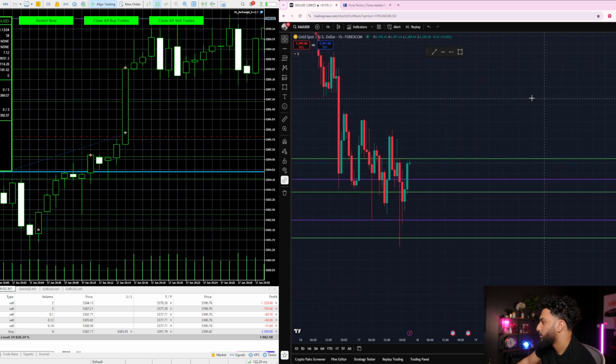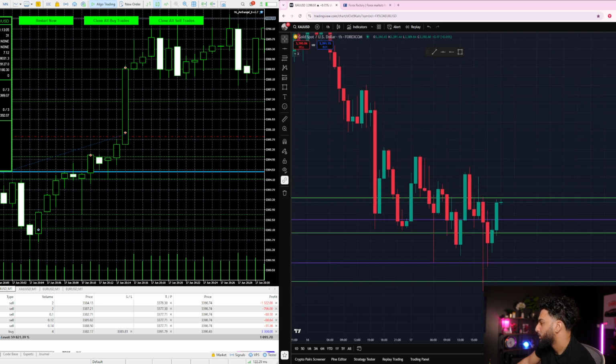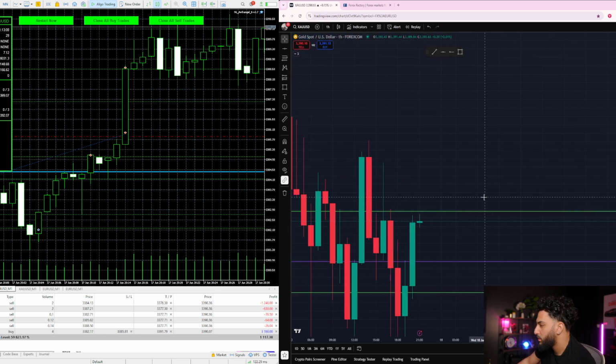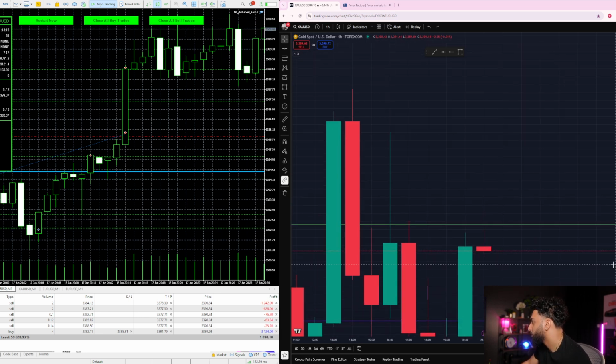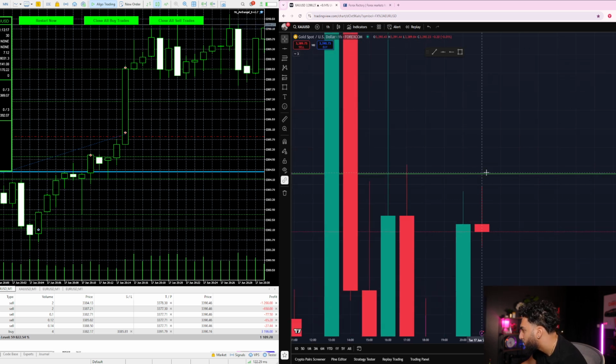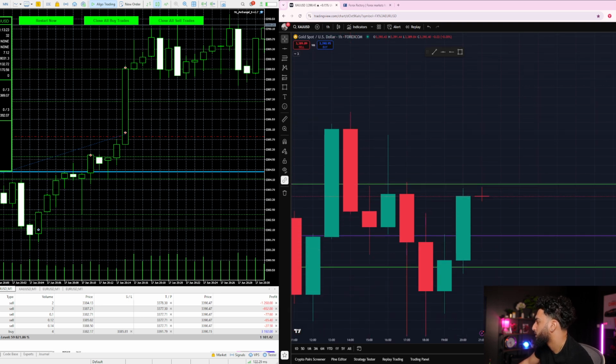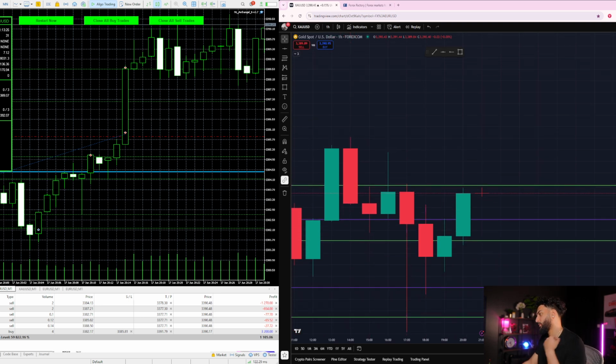Look at this bullshit. Look, we're missing our TP by like a hair. Do you see this? Let me zoom that in. Look by how much we're missing our TP by, this much. This is a joke.